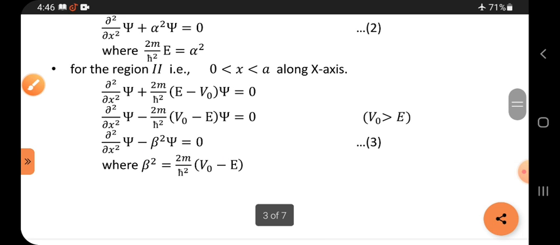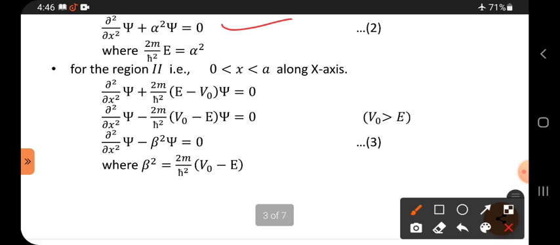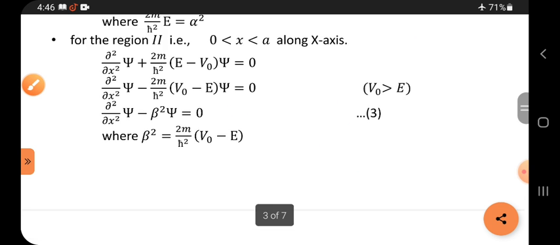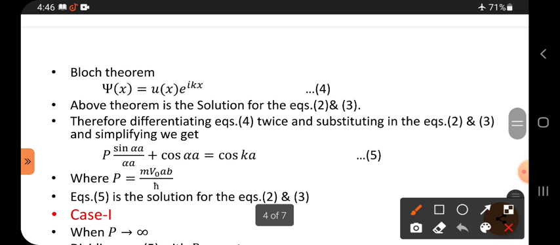So this is equation 2 and this is equation 3. These equations 2 and 3 are important for us. These two equations are second order differential equations, with ∂²/∂x². For the solution of a second order differential equation, I am taking Bloch's theorem. I already explained Bloch's theorem, and the video is also uploaded, so please watch that video.